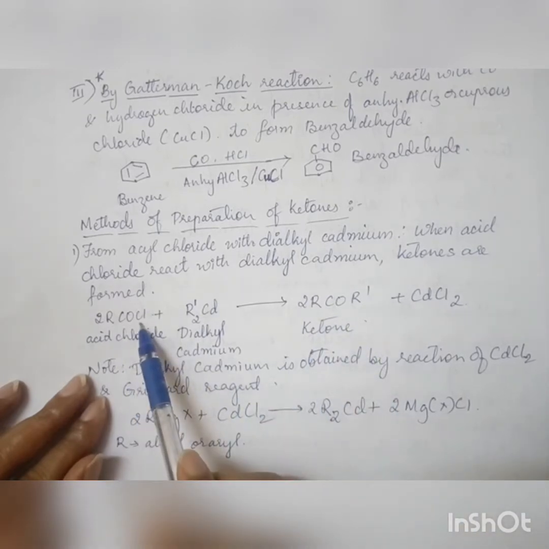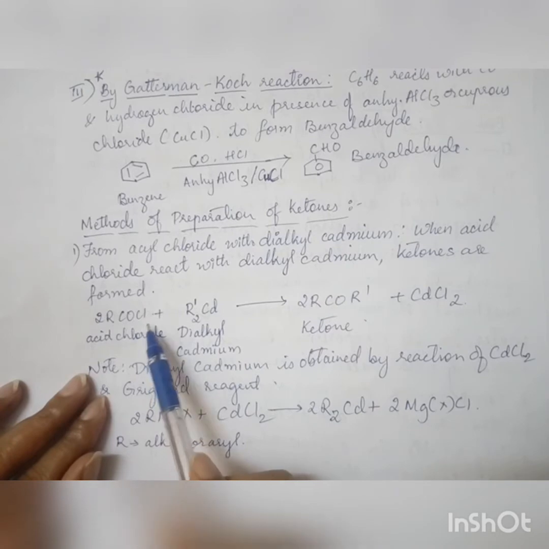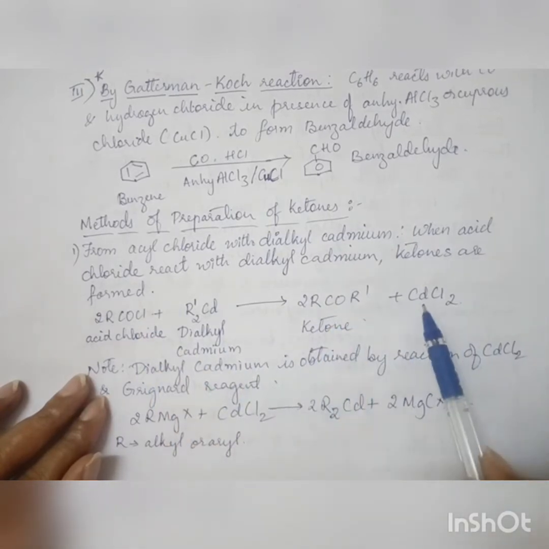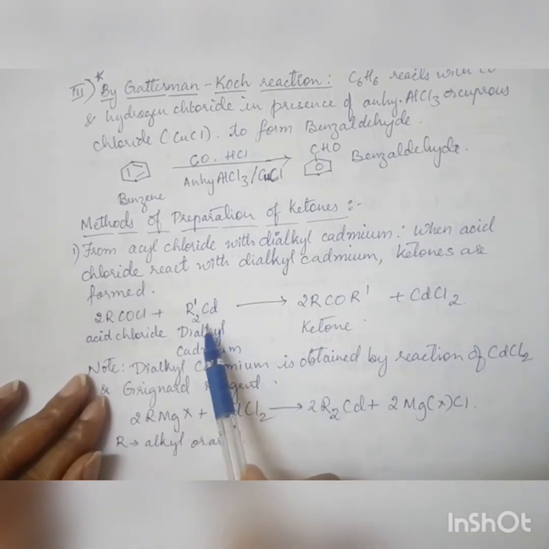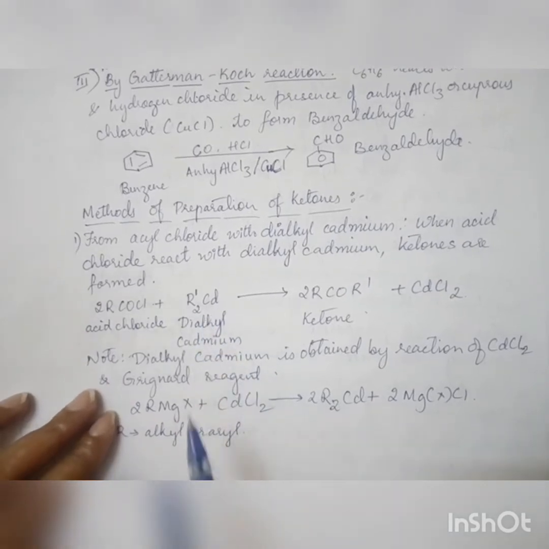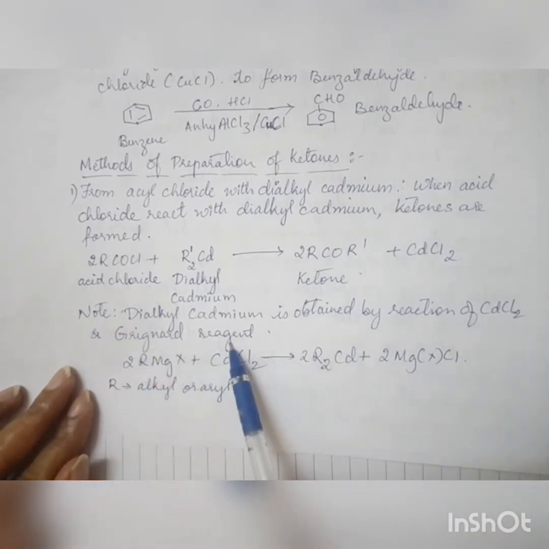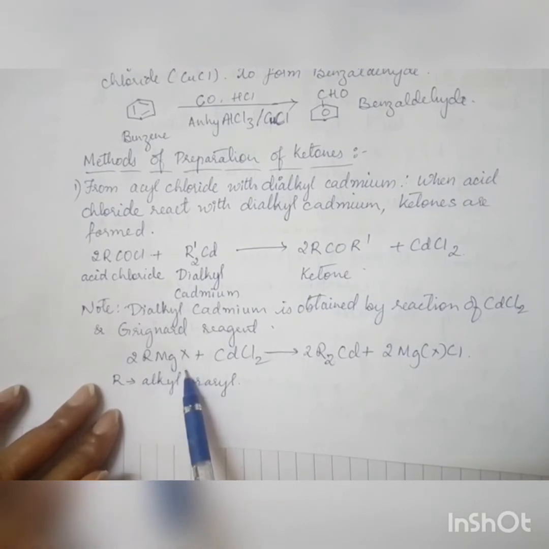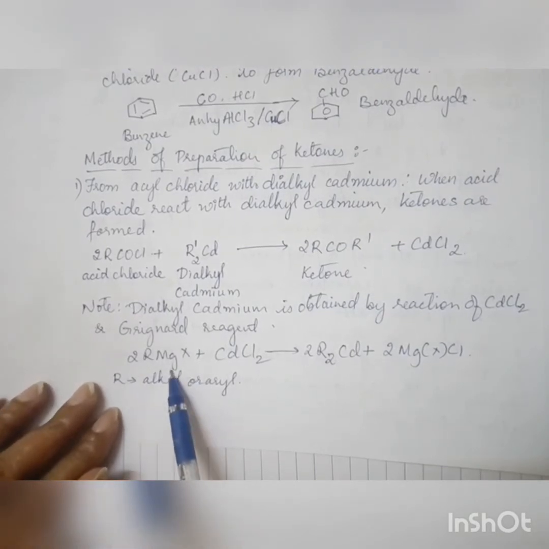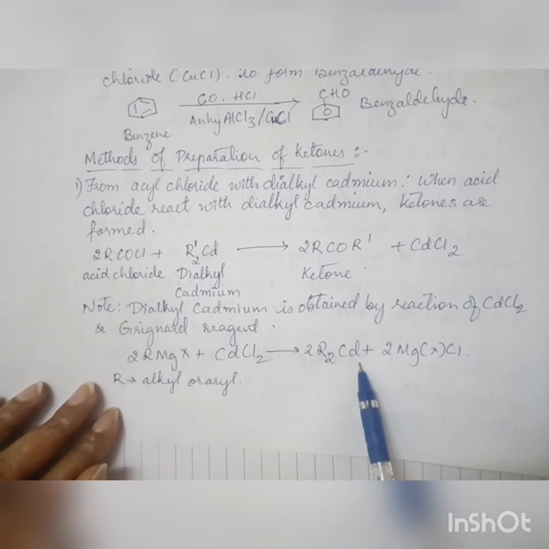What is happening here is, whatever the Cl is there is replaced by the alkyl group, and therefore it leads to the formation of ketone, and CdCl2, cadmium chloride, is obtained. This dialkyl cadmium, how is it obtained? It is obtained by the reaction of cadmium chloride with Grignard reagent. Grignard reagent, as you know, has a general formula of RMgX. So this reacts with cadmium chloride CdCl2 and leads to the formation of the dialkyl cadmium.